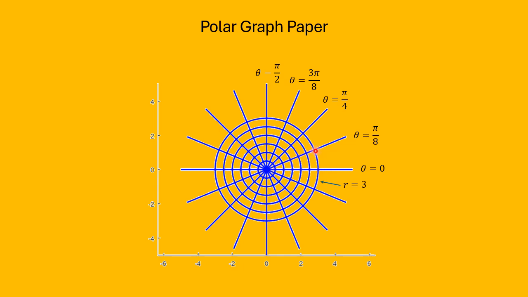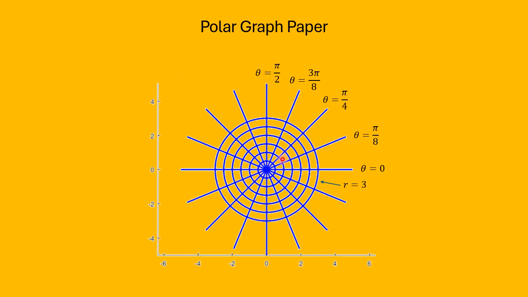On this ray, all of the points have a theta coordinate of pi over 8. For this one, pi over 4. For this one, 3 pi over 8. For this one, pi over 2. And we could continue on and actually continue further and further, getting values of theta that are larger than 2 pi. Or we could start at theta equals 0 and go in the opposite direction for negative values of theta.